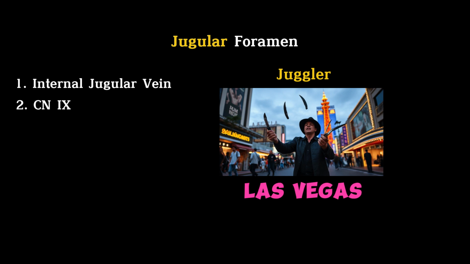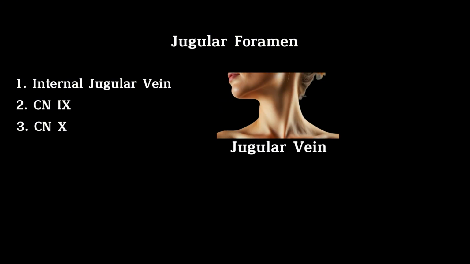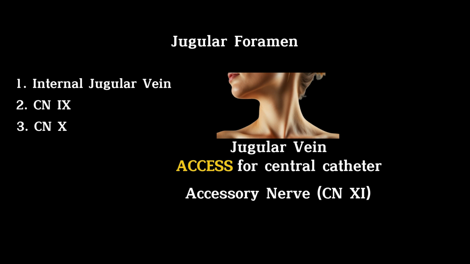For the next structure, let's use the word jugular, as it rhymes with jugular. You will definitely find jugular performing in the streets of Las Vegas. Vegas here reminds of vagus nerve, so vagus nerve passes through the jugular foramen. Jugular vein is a common site of access for central catheterization. The word access here will remind of accessory nerve. So accessory nerve passes through jugular foramen.